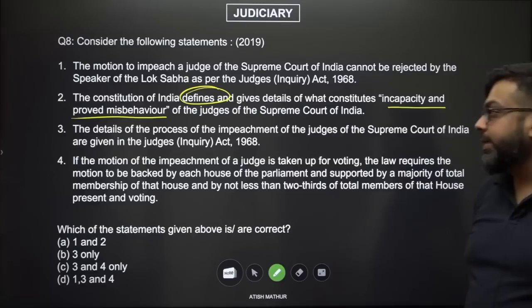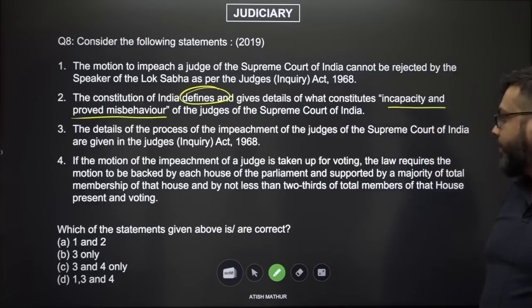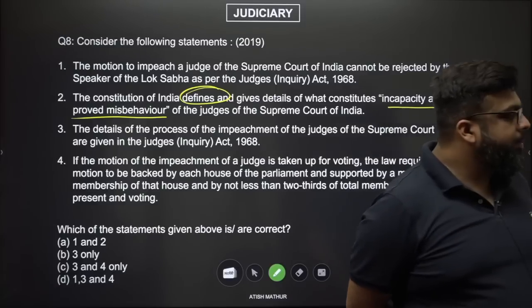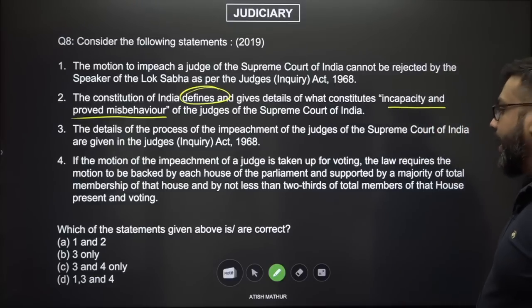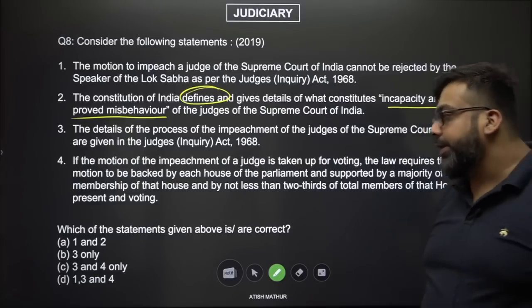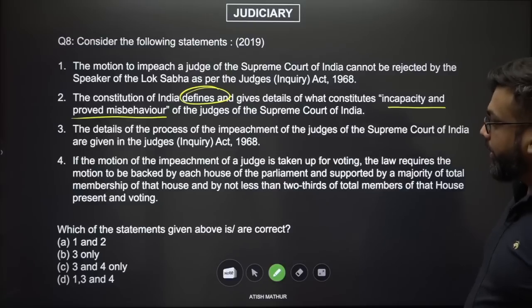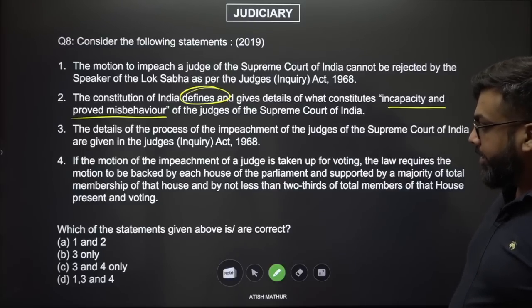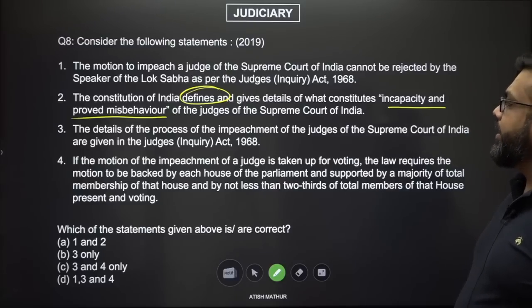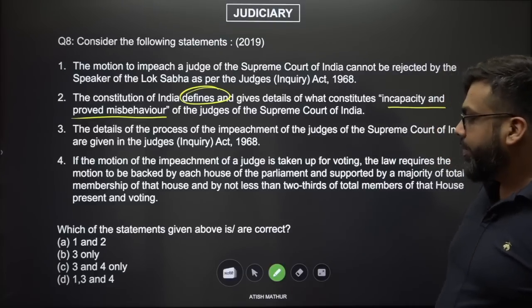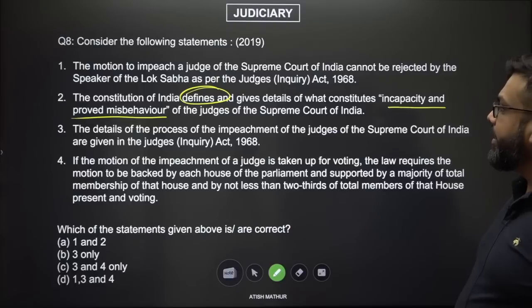4. If the motion of the impeachment is taken up for voting, the law requires the motion to be backed by each house of the Parliament and supported by a majority of the total membership and by not less than 2/3 of the members of each house present and voting. All right. Now let's see the option combos: 1 and 2, 3 only, 3 and 4, 1, 2 and 4. All right. So there is 3 mentioned in 3 out of 4 options. The details of the process are mentioned in the Inquiry Act. Seems to be correct. Let us see if we can eliminate something. We can definitely eliminate the second option.